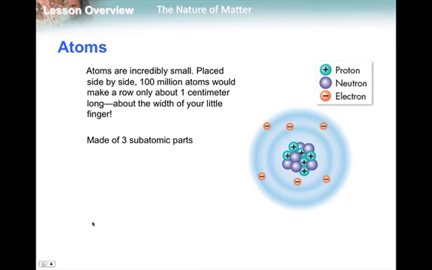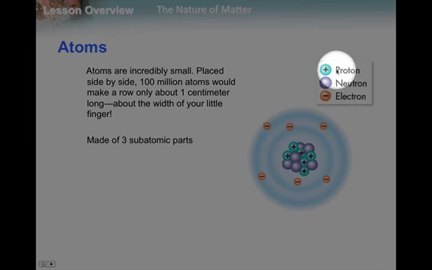Hey guys, today we're going to talk about atoms. And the interesting thing about atoms is that they're too small for us to see. There's no microscope in the world that will allow us to actually look at an atom. And so we use conceptual models to describe these. But atoms are still there, and they're made up of three basic subatomic particles.